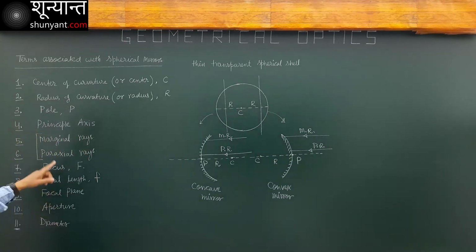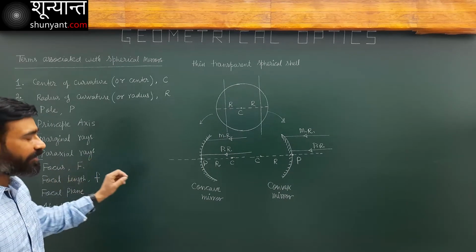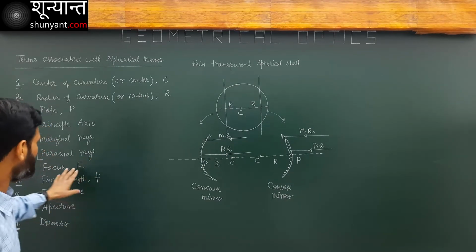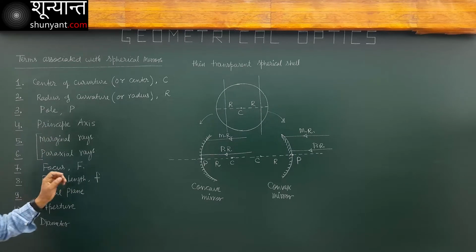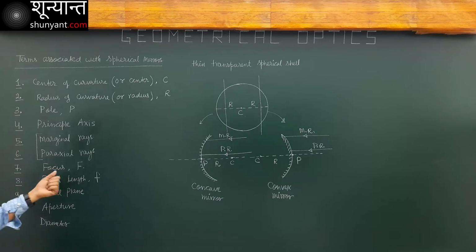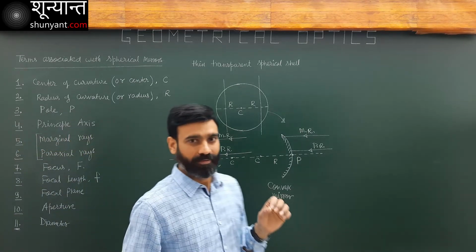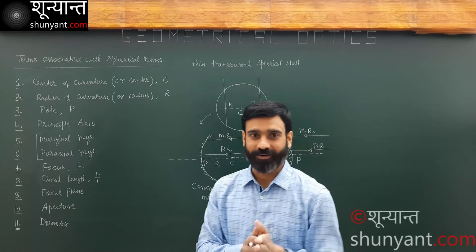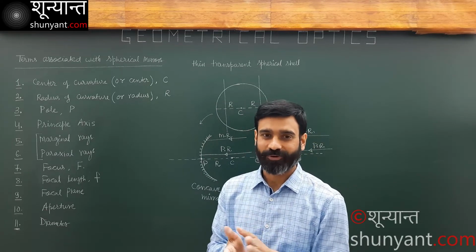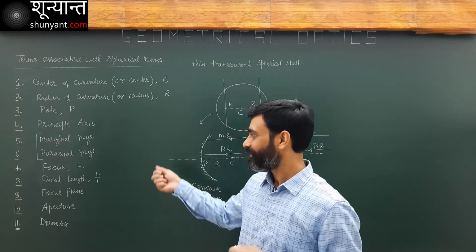Focus. Note down focus. What is focus? A point on the principal axis. Note down. A point on the principal axis where paraxial rays meet. I am dictating it. You have to note down. I am not writing it. Today I don't want to write. I want you to listen carefully and then write down.